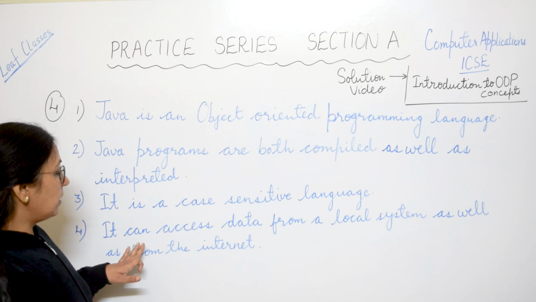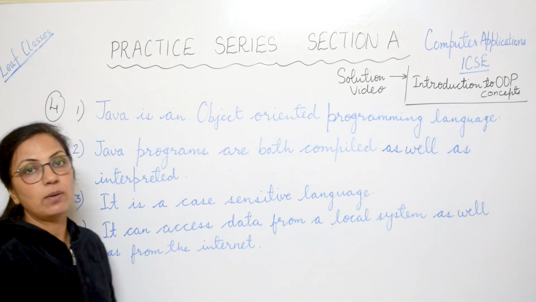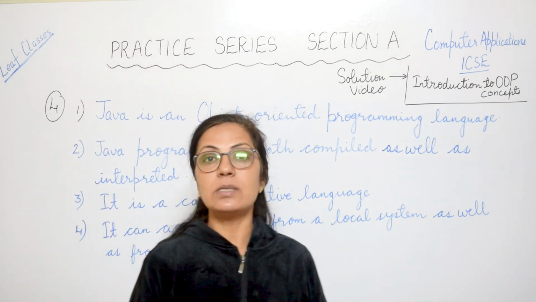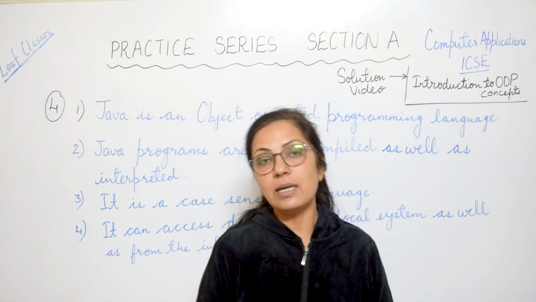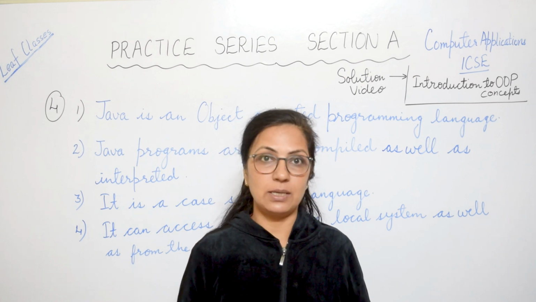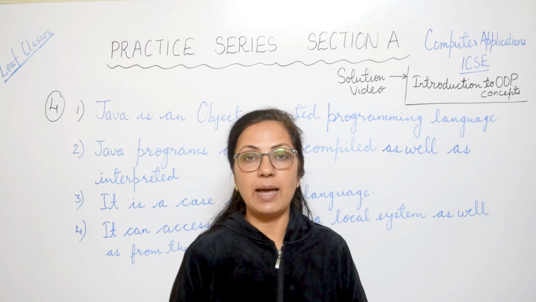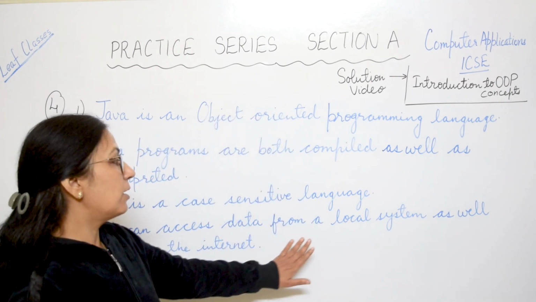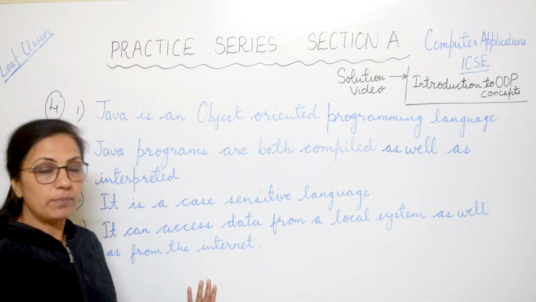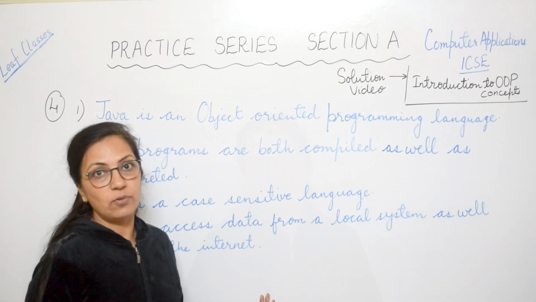And then the fourth point is it can access data from a local system as well as from the internet. Initially, when Java was started, it was started for internet applications only, but because of its so many good features, it was adopted as a good programming language. So it has the feature of accessing data from a local system as well as from the internet. I hope these four features are clear to each one of you.